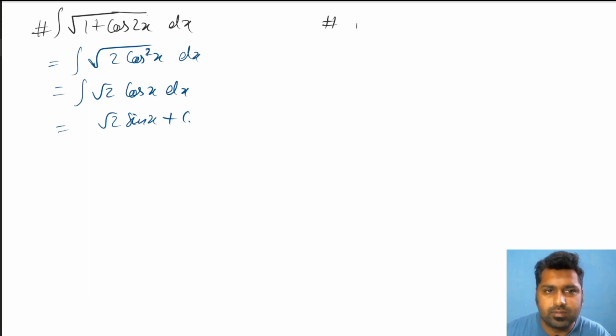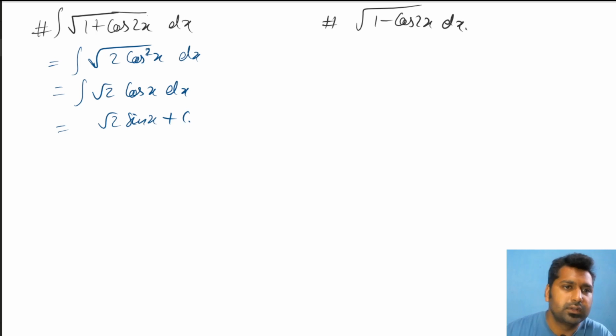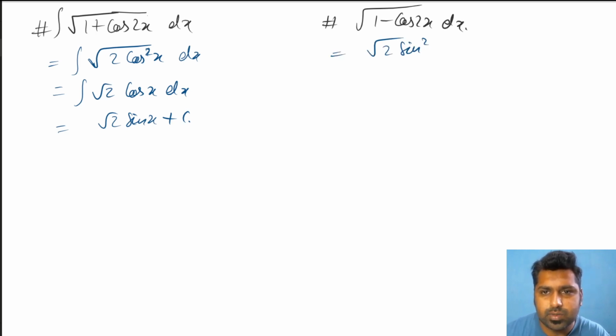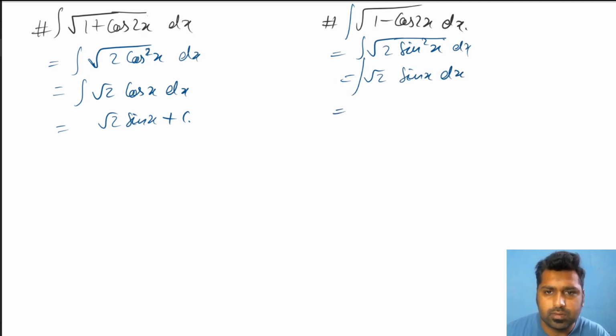Next, same thing, just 1 minus cos 2x dx. So that is root 2 sine square of half the angle, so that becomes root 2. This is integration of root 2 sine x dx. So integration becomes root 2 times minus cos x plus c.